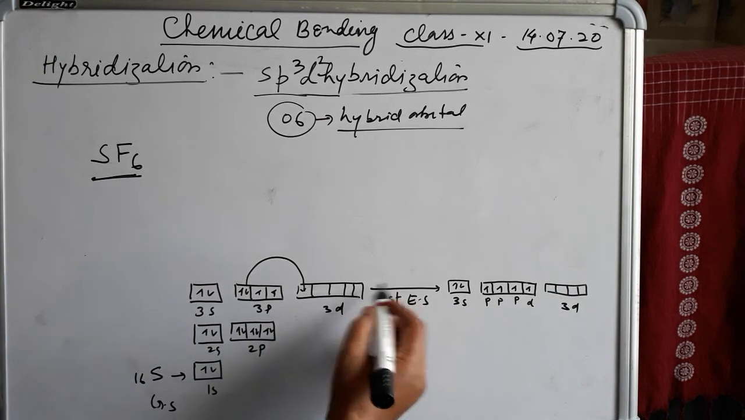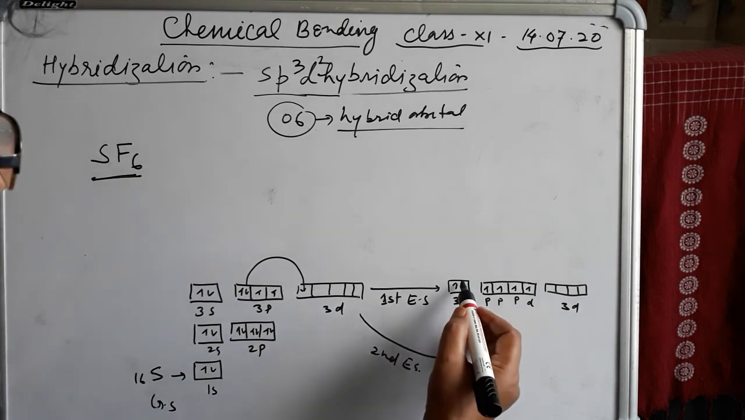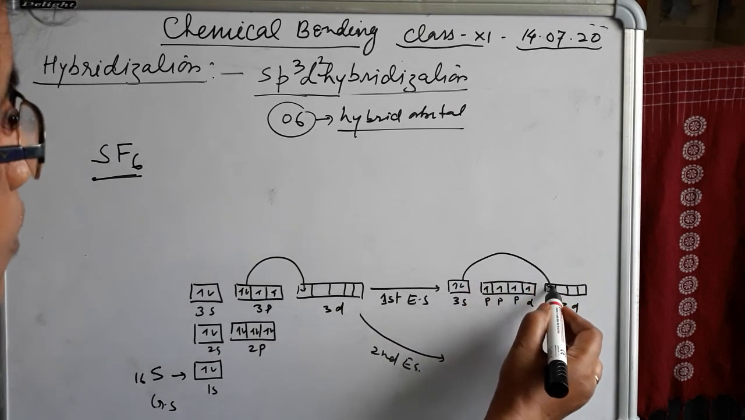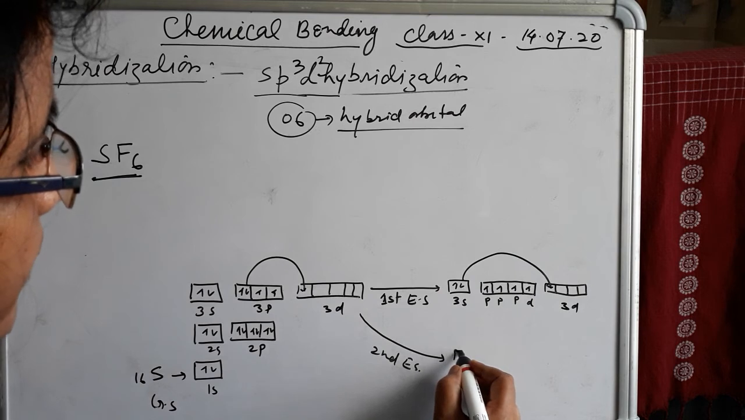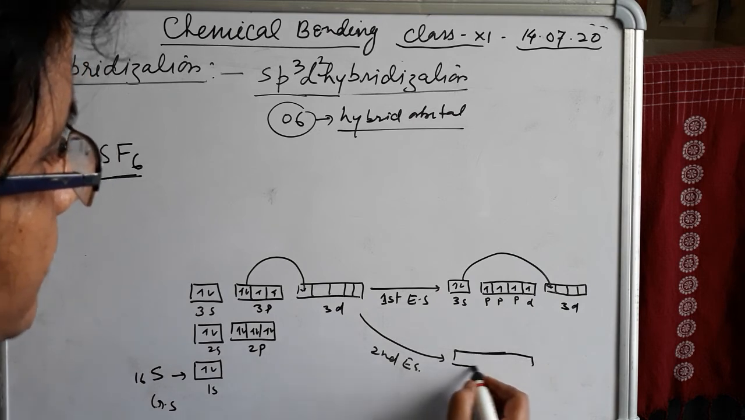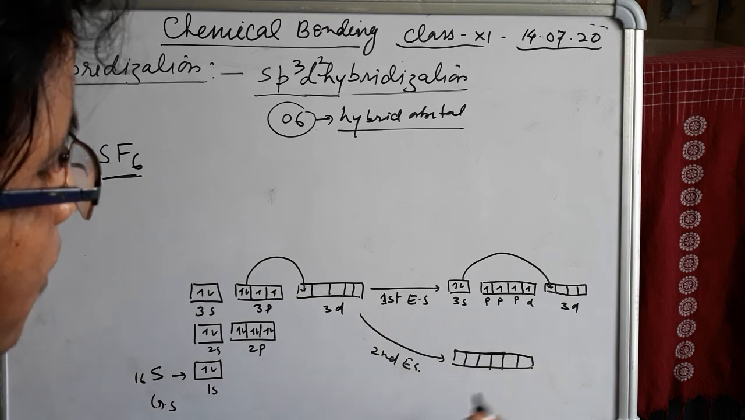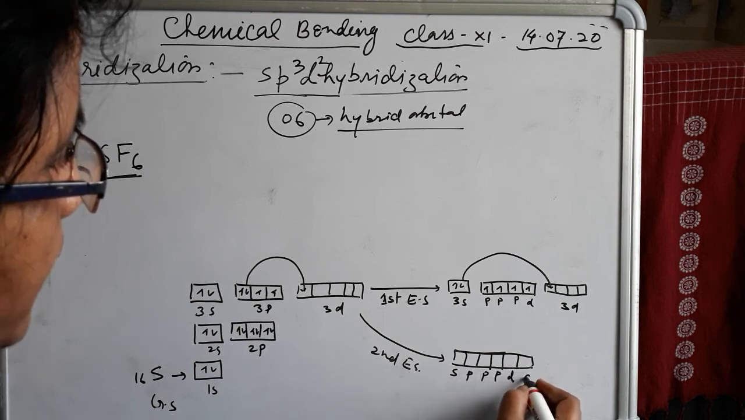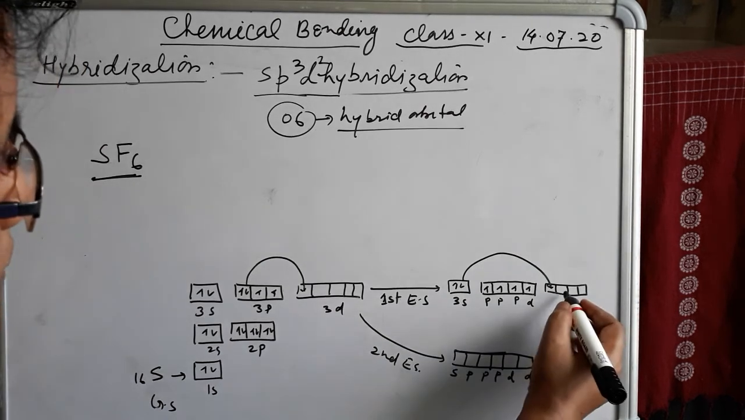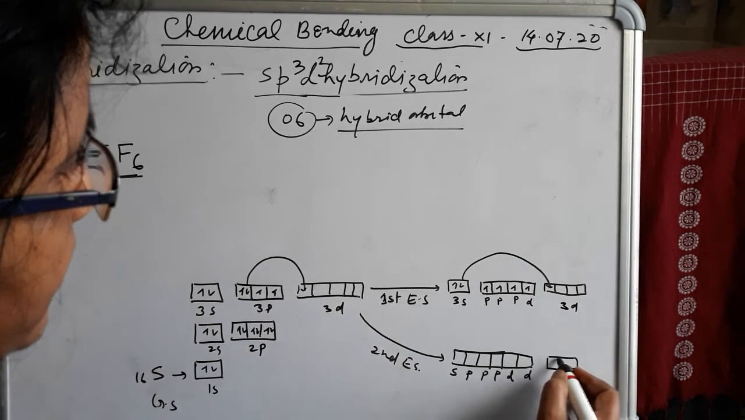In the second excited state, students, this s electron again jumps to the 3d orbital. So now it has a total number of orbitals, count here: 1 s, 3 p and 2 from d, S, P, P, P, D and D, and only 3 orbitals are vacant. Only 3 vacant orbitals are present.